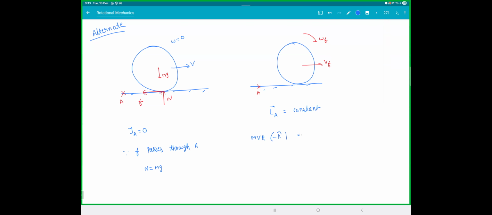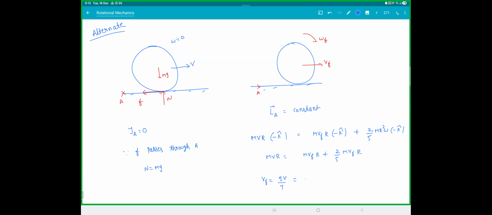And there is no initial omega, so I'll ignore that. This will be M V final R, minus k cap. Then I COM omega, it's a solid sphere, 2 by 5 M R square, omega, minus k cap. So this will be M V final R, plus 2 by 5 M V final R. V final is 5V by 7.